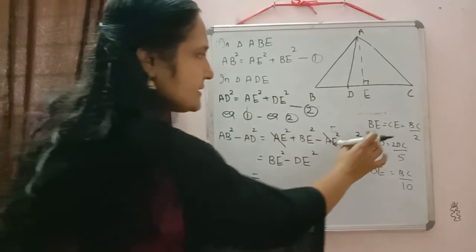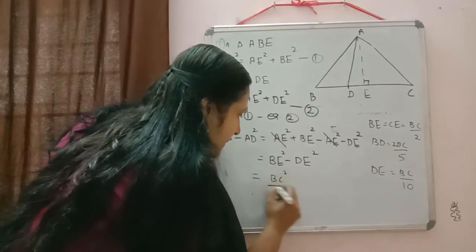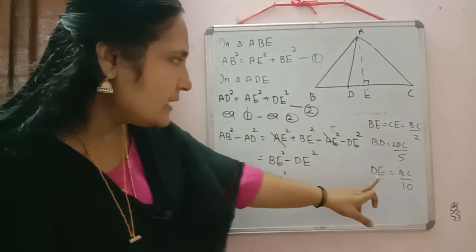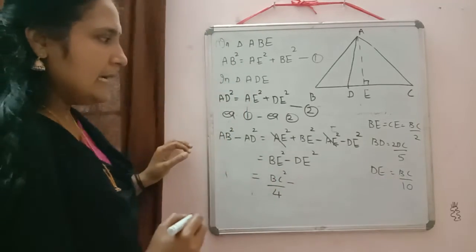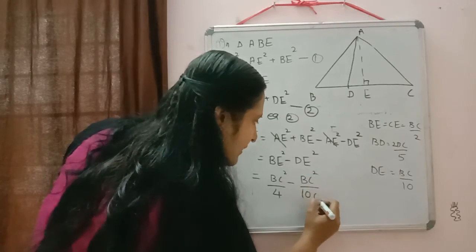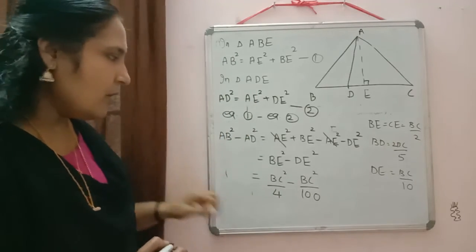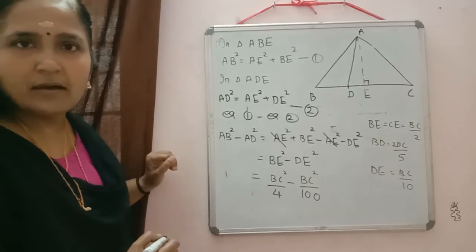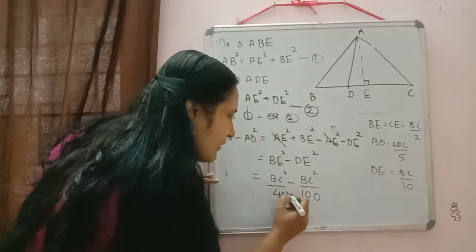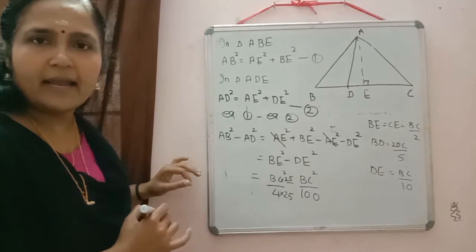BE can be written as, we wrote BC by 2. So BE square will be equal to BC square by 4 minus DE, what we wrote? DE is equal to BC by 10. So here it will come BC square by 100. Now how we can simplify it? Either you can do the cross multiplication or you can make the denominators equal. So I am making the denominator equal. Which one? 25, because 25 4s are 100. So I am multiplying both numerator and denominator by 25.